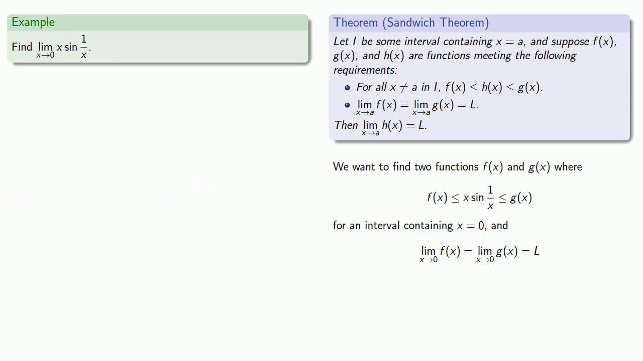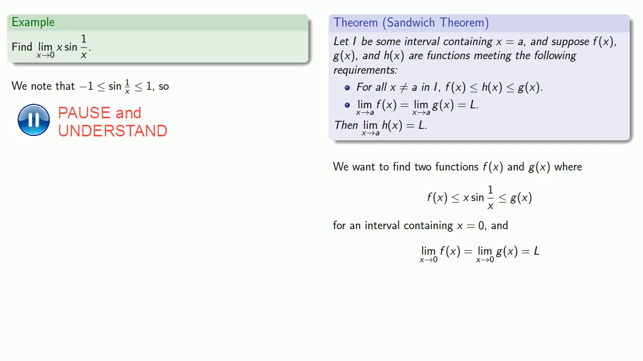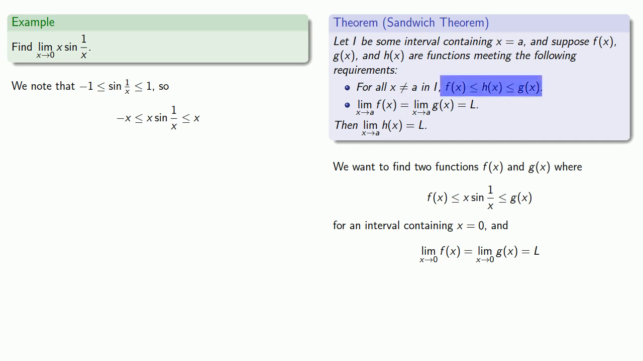And in this case, because we're dealing with the sine of something, one of the things we know is that the sine of something is always between -1 and 1. And so this tells us that x times the sine of something is always between -x and x. And so that gives us a pair of functions f of x and g of x that sandwich x sine of 1 over x in between them.